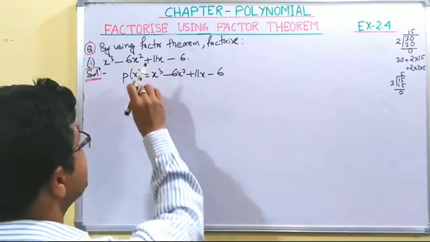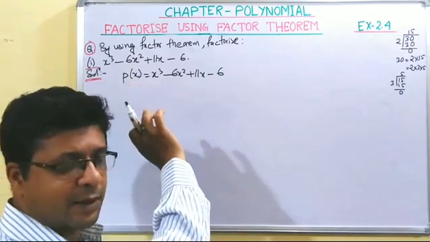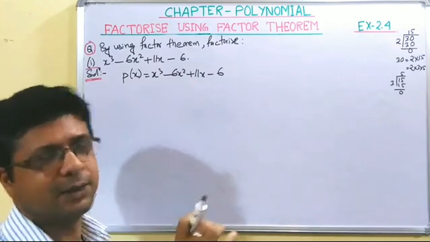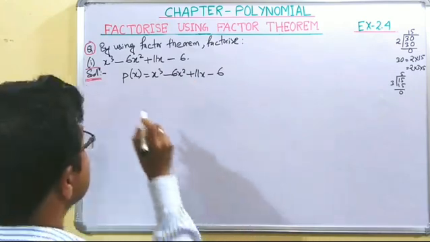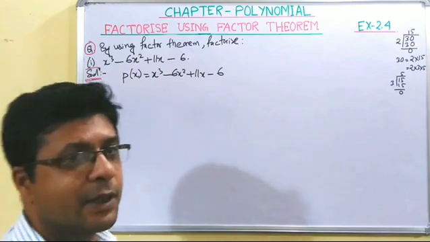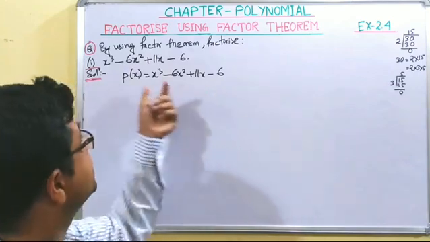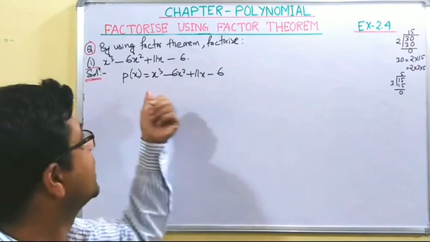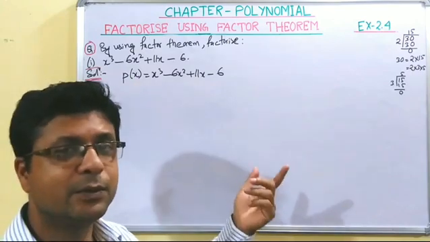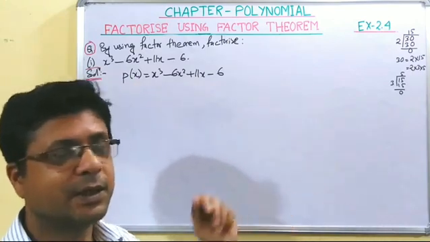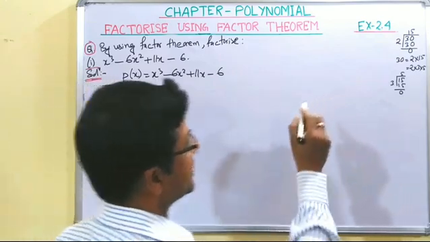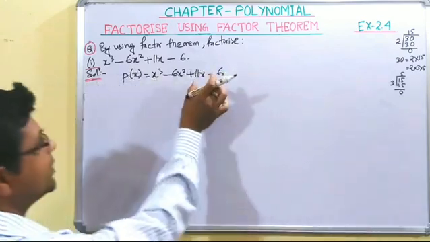If we put a value in place of x and the remainder is 0, then it is a factor. So let us try with which number. Now we have to know by which integer we have to try. In place of x, what will we put? 1, 2, 3, 4, minus 1, minus 2, minus 3.